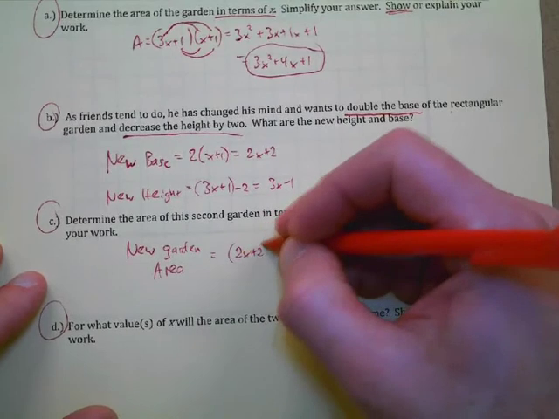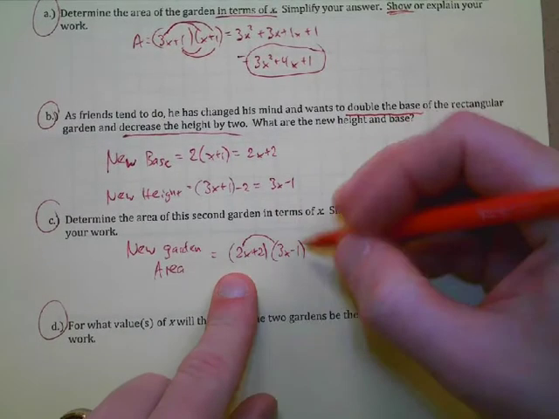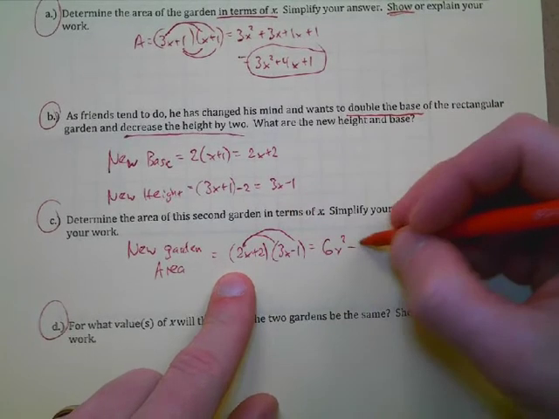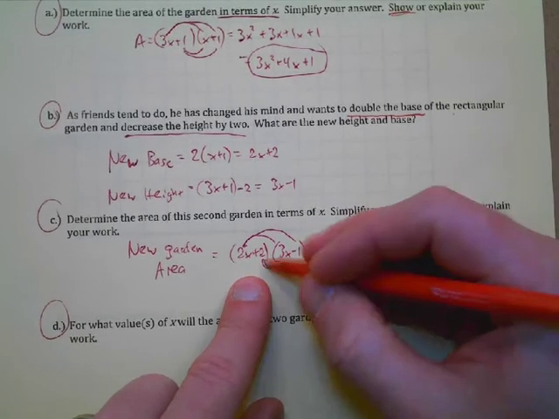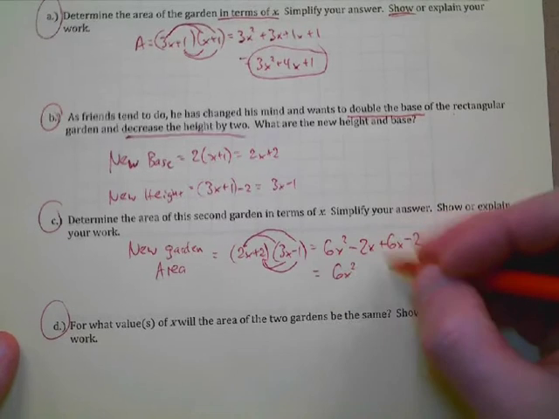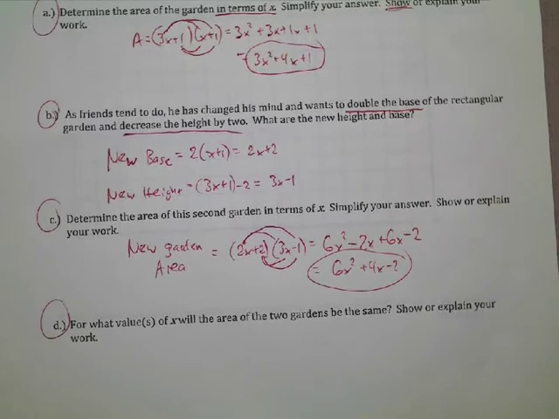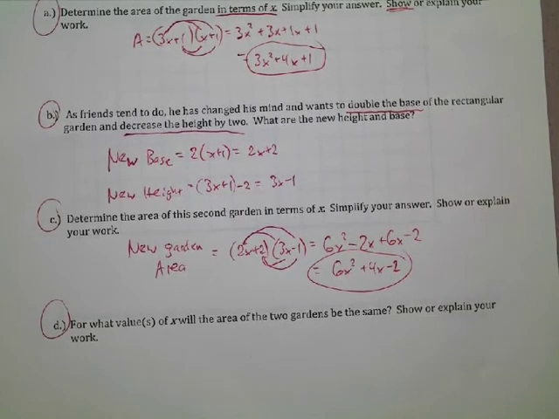So just the new garden area will equal 2x plus 2 times 3x minus 1. And again, FOIL it out. So 2x times 3x, 6x squared, that's right. 2x times minus 1, minus 2x. 2 times 3x, positive 6x. 2 times minus 1, minus 2. Okay, combine like terms. And there it is, 6x squared plus 4x minus 2.